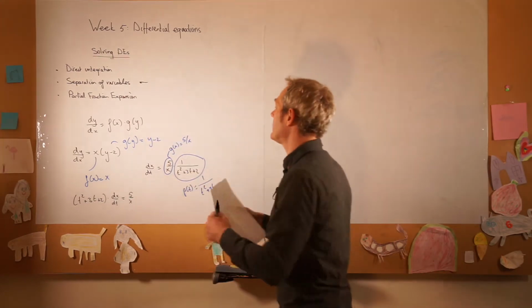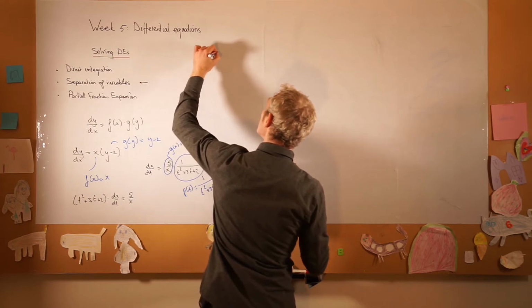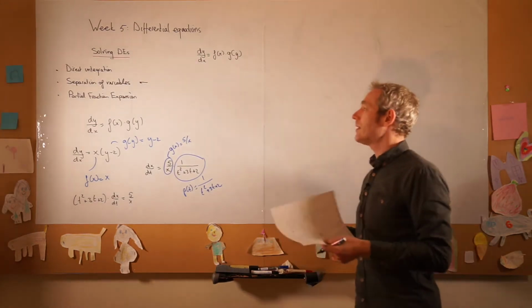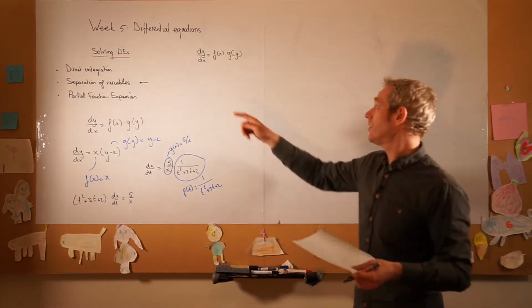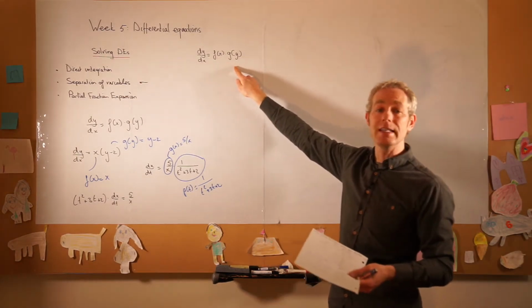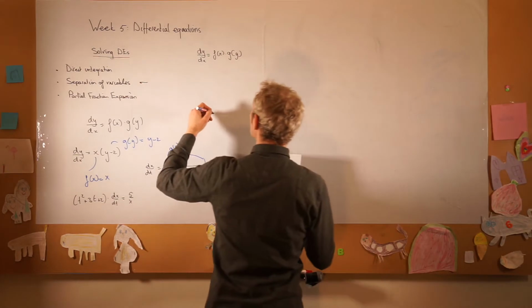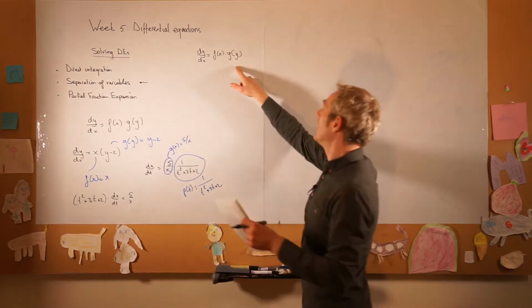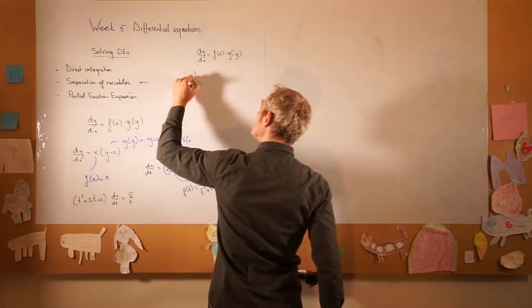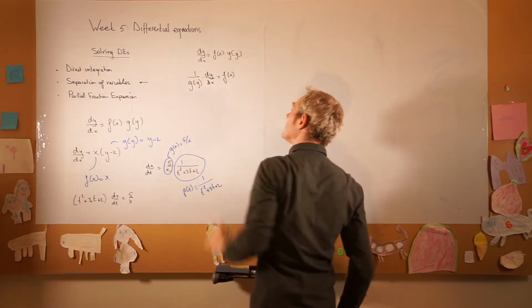If we start with this equation here, dy/dx is equal to f of x times g of y, what we want to do is move everything of one variable to the left. So I move everything with the independent variable to the left and everything with the dependent variable to the right. And we end up with, the independent variable goes to the left, so I'll divide by g of y, and we have 1 over g of y times dy/dx is equal to fx.